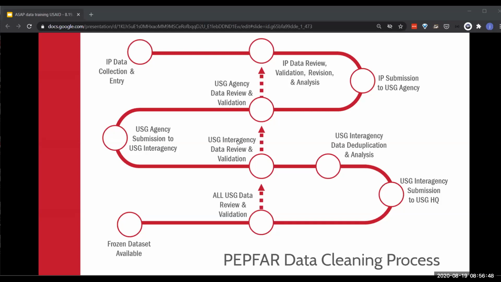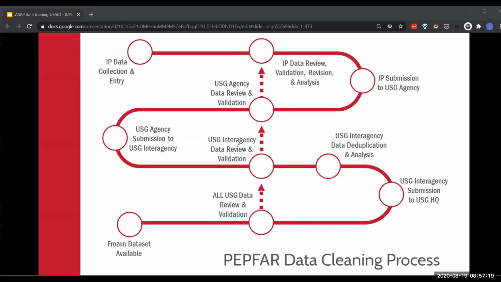This is an overview of the entirety of the process, but you will be mostly focusing on the first circles. If you follow the path around from the upper left-hand corner, this is where we start, and it snakes around until you get to the lower left-hand corner. We're really going to focus on the first 3 of those circles, because those are the ones where you, as implementing partners, will be involved.